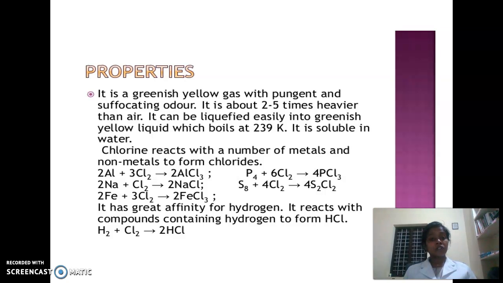Looking at the properties of chlorine, it is a greenish yellow gas with a pungent and suffocating smell. It is much heavier than air. It can be easily liquefied. It boils at 239 Kelvin. It is soluble in water. It can react with both metals and non-metals to form chlorides. It has a greater affinity for hydrogen.